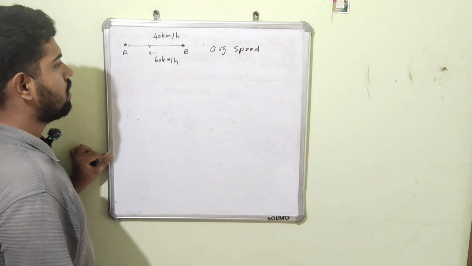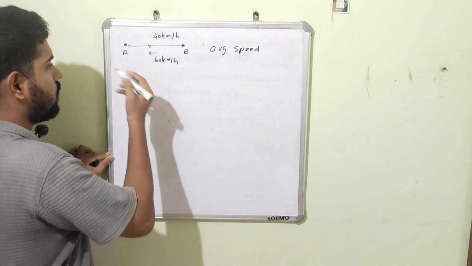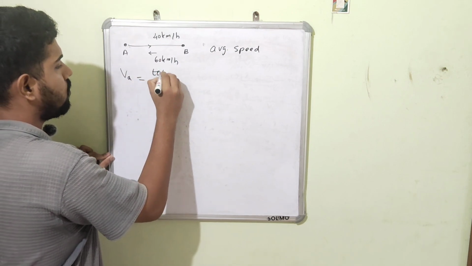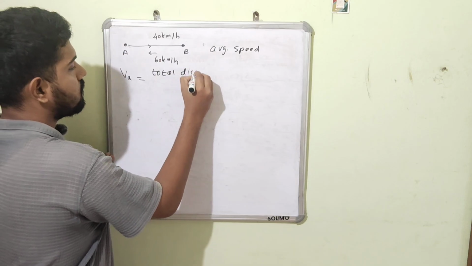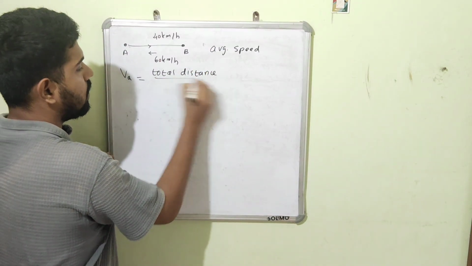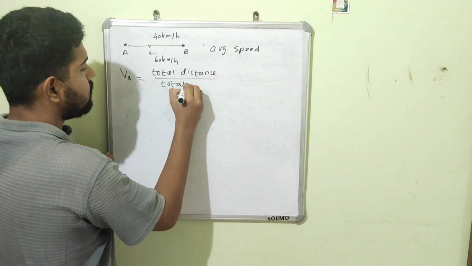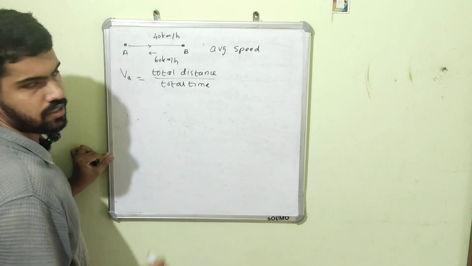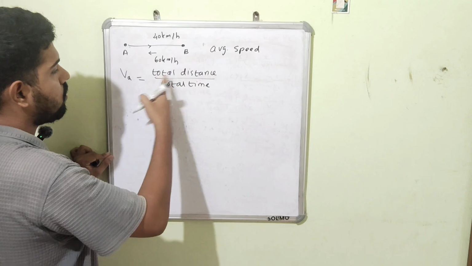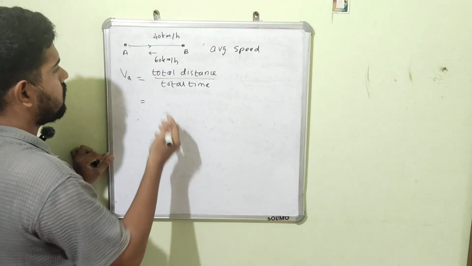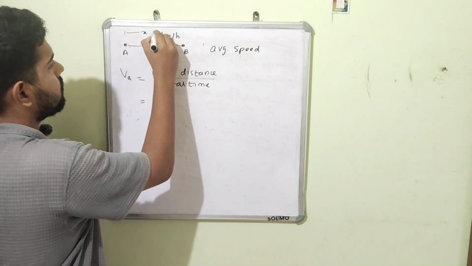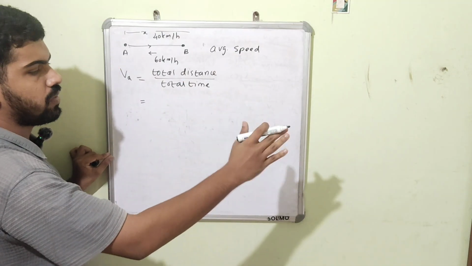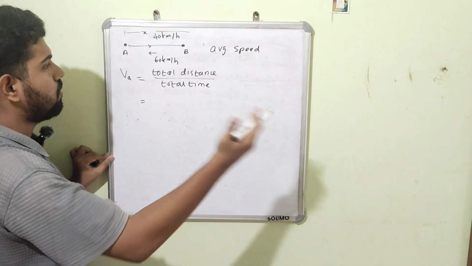Okay, so before that we have to write the equation for average speed, that is V average equal to total distance covered by total time taken. So this is the equation for average speed. Then here total distance is, let us take this length as x. Okay, so x is from A to B, another x is from B to A.